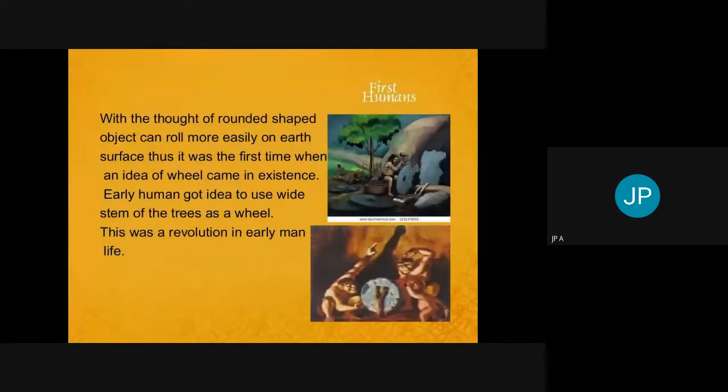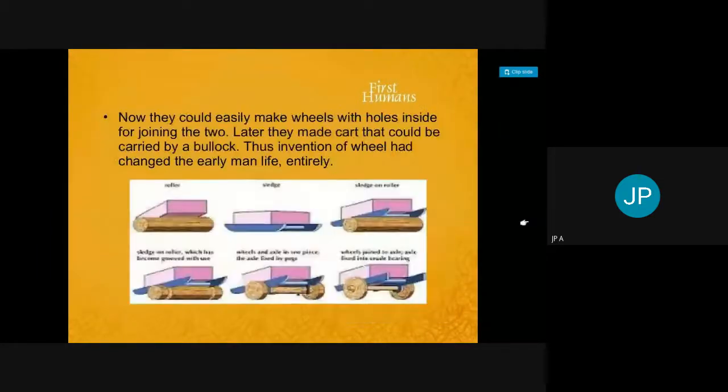So they found that this wood can be shaped, and these pieces which are round in shape can move easily on the surface of the earth, and therefore they started using these wheels. And they started experimenting also. First they just used the pieces of wood and placed the thing on the wood and made it roll.